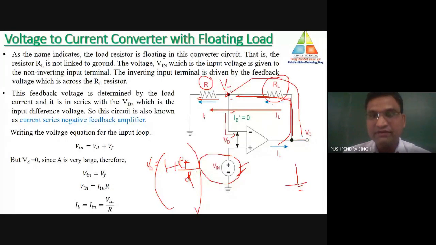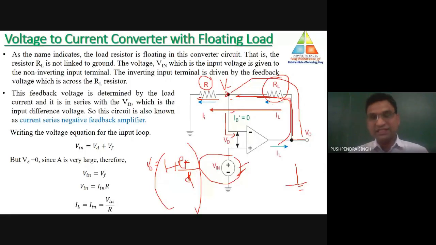Let's suppose here the value of voltage is V minus. Then what is the value of this V minus? V minus will be equal to I in into R. Whatever will be the voltage across this load resistance, that will be the value of that voltage. What is the value of V minus? V minus is equal to I in into R.